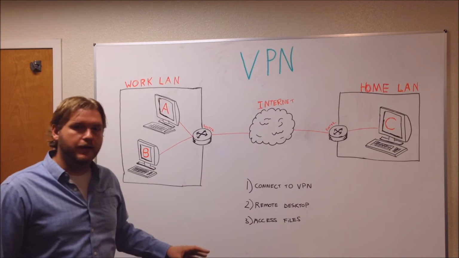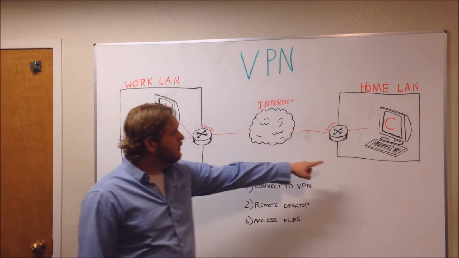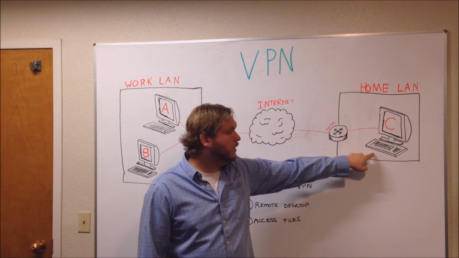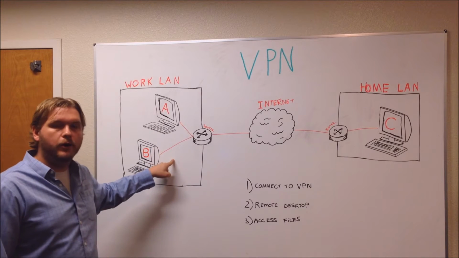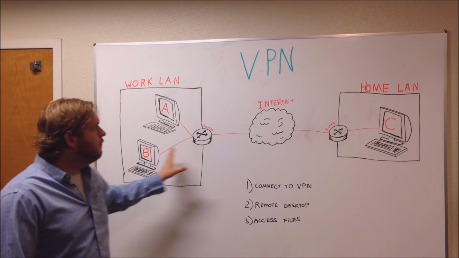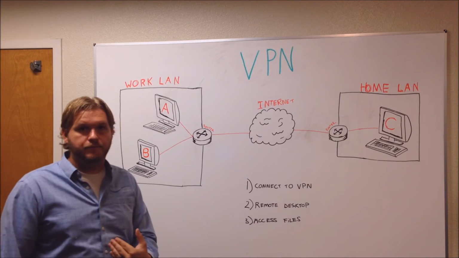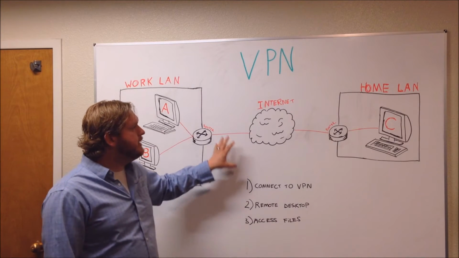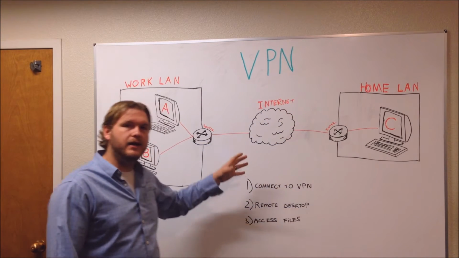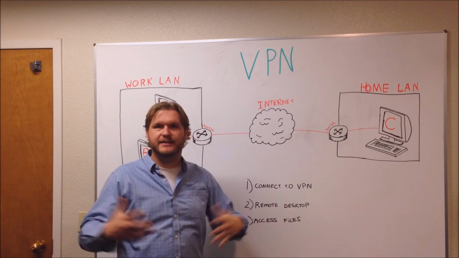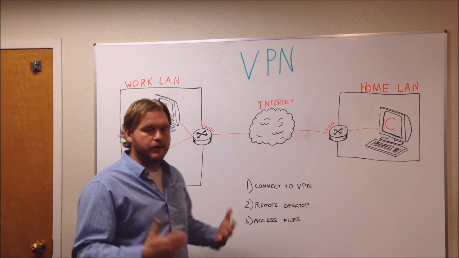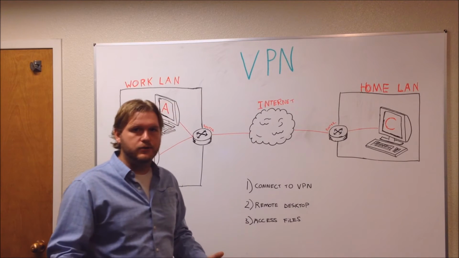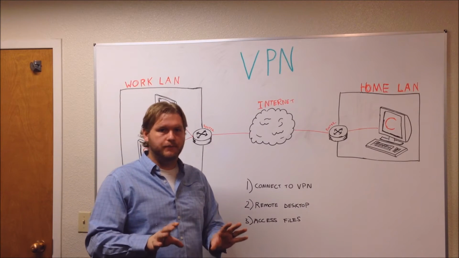The purpose of a VPN is to allow this computer here in our home LAN to talk to one of these computers here in our work LAN. By default, they are not allowed to talk. And the reason for this is that the internet is a big, anonymous cloud of stuff. And we can't trust anybody that's on the internet, right? We don't know who they are or what their intentions are, and so we just don't trust them.